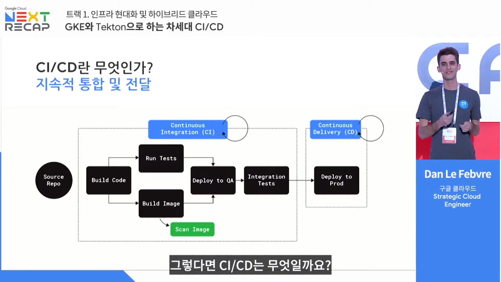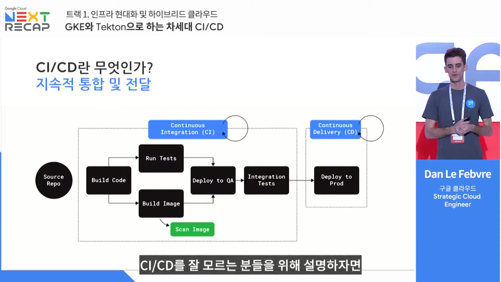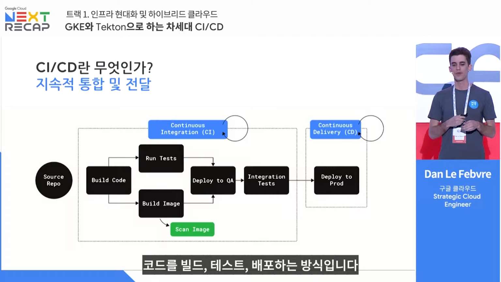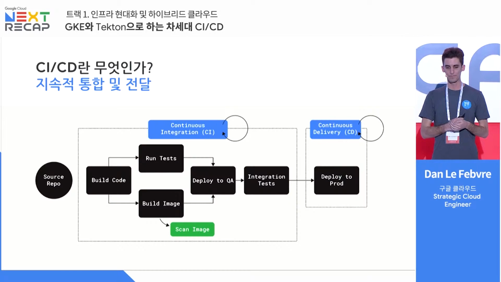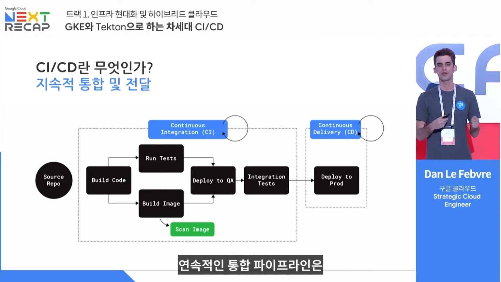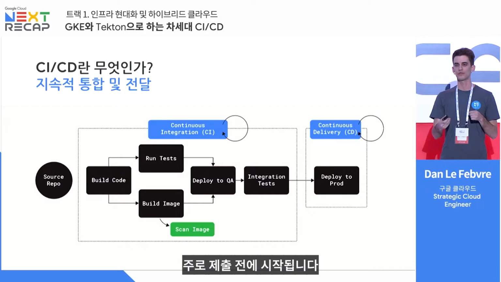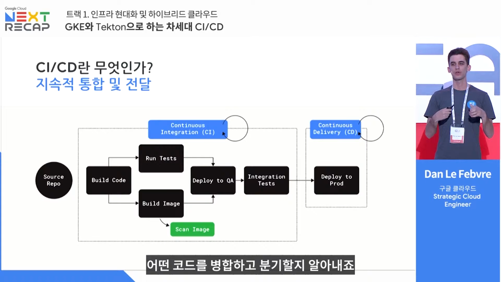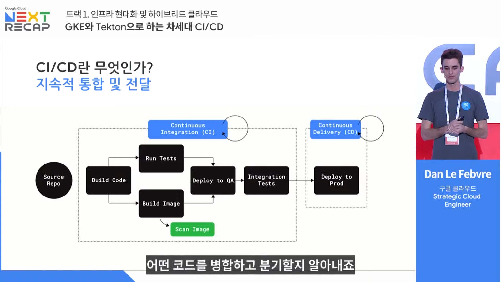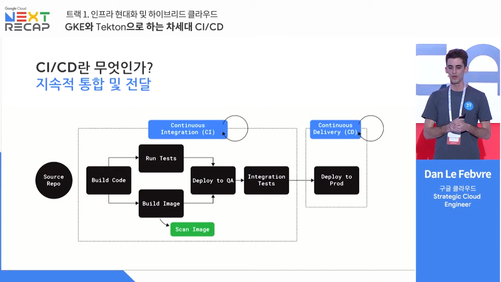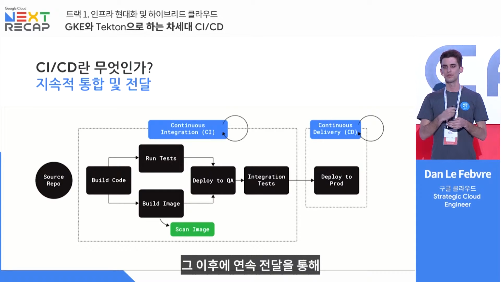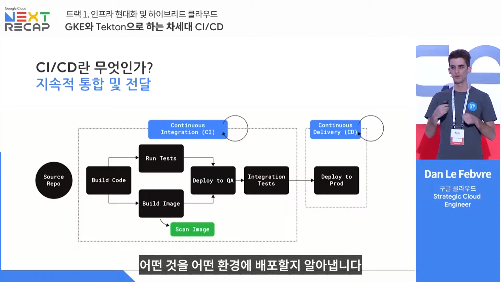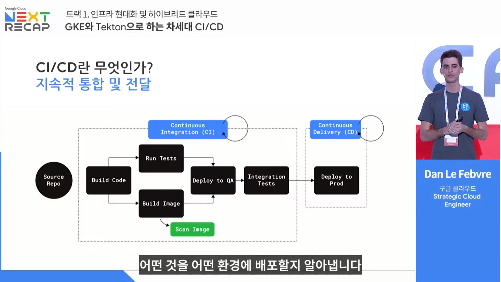So what is CI/CD anyway? For those not familiar with CI/CD, it's a set of practices for how code gets built, tested, and deployed. Continuous integration pipelines are often kicked off during a pre-submit, and it figures out which code to merge and which branch. After that, the continuous delivery will figure out where it wants to deploy it and which environment to deploy it on.